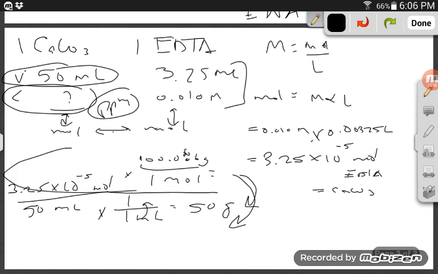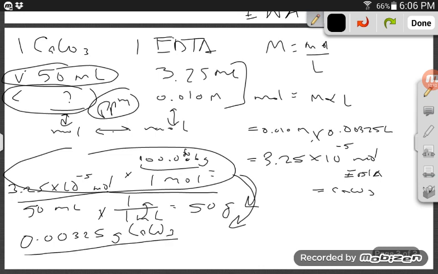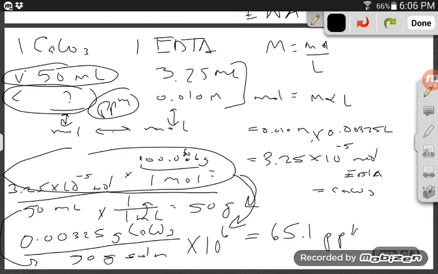So if I do this top part, I turn my moles into grams, I find out that I have 0.00325 grams of calcium carbonate. And on the bottom, I know that now I have 50 grams, and this is of the whole solution. So to do parts per million, all I need to do is divide those, and then I take that answer and multiply by 1 million, which is equal to 10 to the 6th. And in this case, I get 65.1, and now my units are ppm.